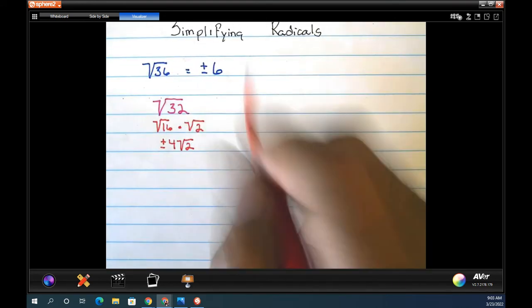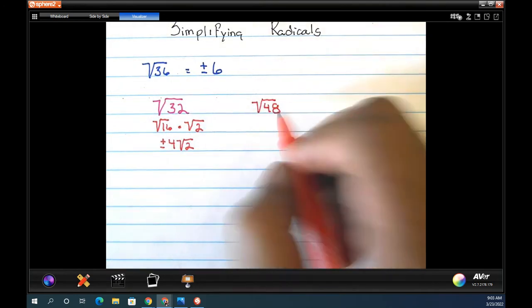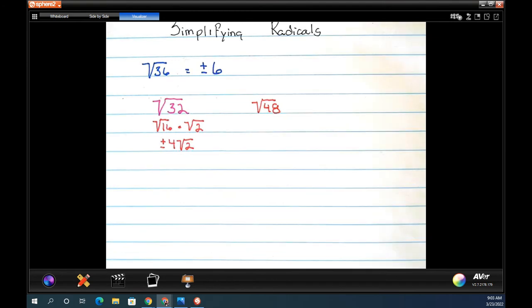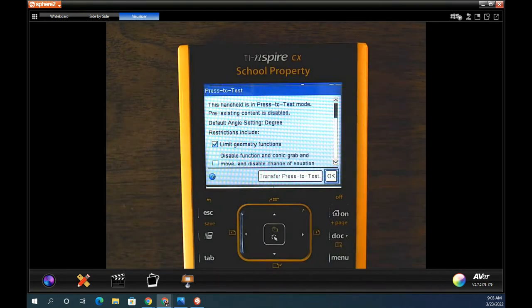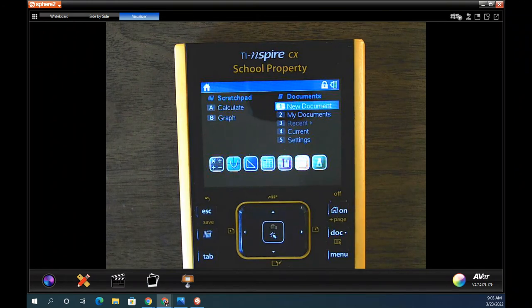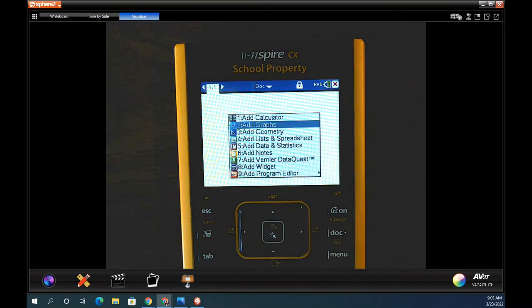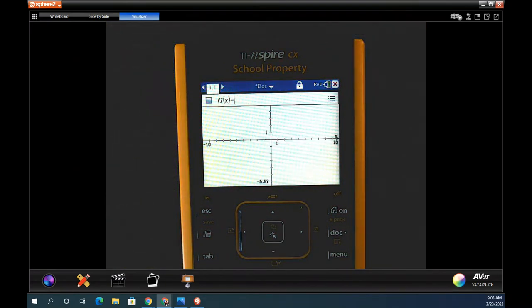Look at this number, 48. The square root of 48. 48's not a perfect square. It's not. So, here we go. Go to your calculator. Go to the home screen. And we want to add a new document. No, we don't want to save. Add graphs. So we go 48 divided by x. Hit enter.